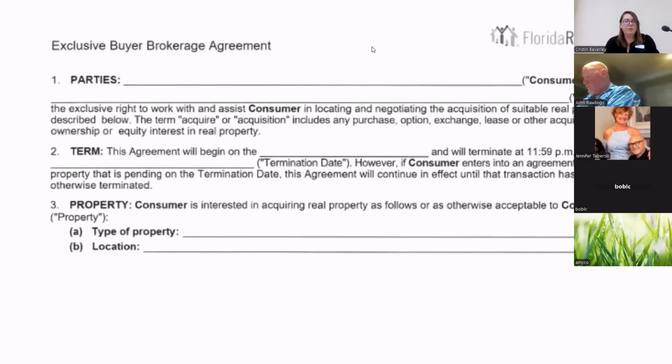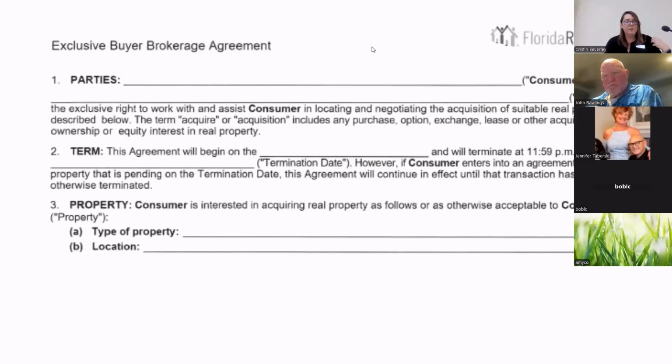And it says the consumer grants the broker the exclusive right to work and assist the consumer in locating and negotiating the acquisition of suitable real property as described below. The term acquire or acquisition includes any purchase, option, exchange, lease, or other acquisition of an ownership or equity interest in real property. And we'll talk more about what that looks like in a few pages.